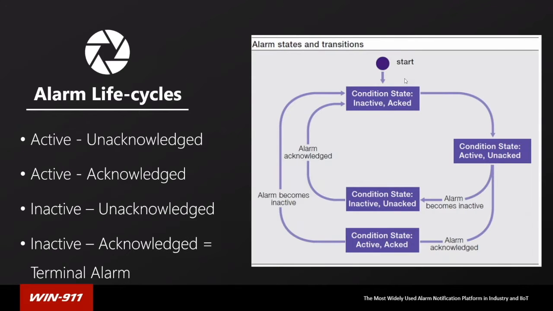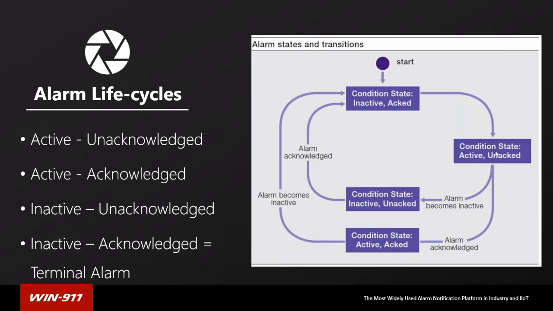All right, and so when we get into the notification policies itself, we have to think about the alarm life cycles and how that is going to affect our notifications. And so every alarm starts, it says that it starts here while it's inactive acknowledged, but that was really the last state when it became terminal. So when an alarm actually triggers, the first condition is active unacknowledged. And this is typically when the notification starts. This is when WIN-911 will send out either a voice call, text, whatever.